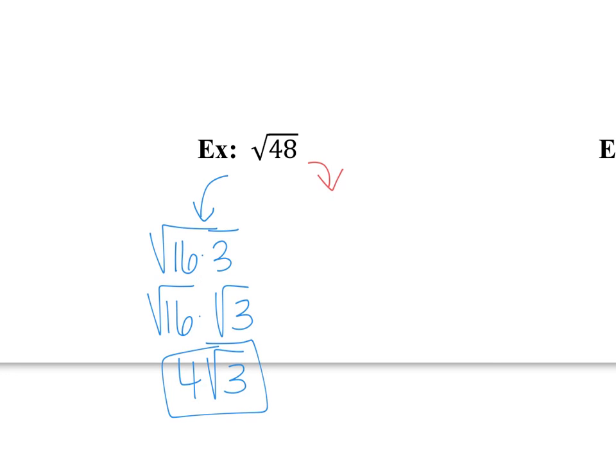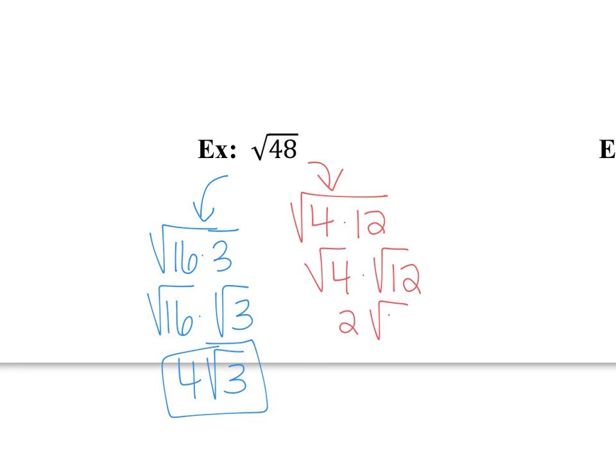Let's say by accident you found that 4 divides 48, and 4 is on the list, and it's 4 times 12. And then you split it into square root of 4 and square root of 12. You might have come up with this for an answer, 2 square root of 12. The problem with that is that 12 can be divided by a number on the list. 12 can be divided by 4, and 4 times 3 is 12. So I would have to resplit 12.